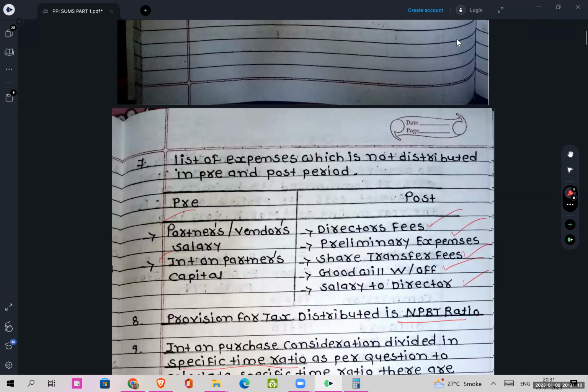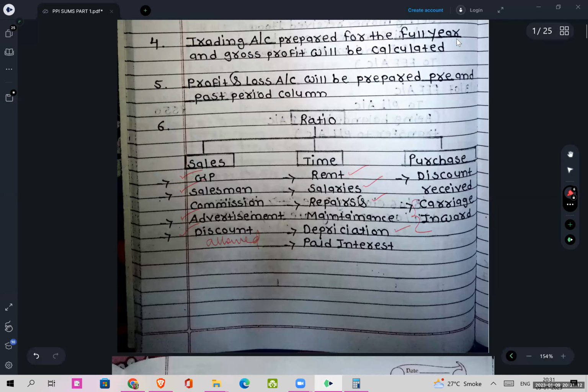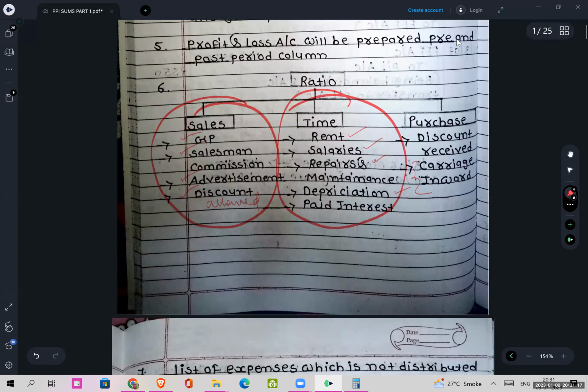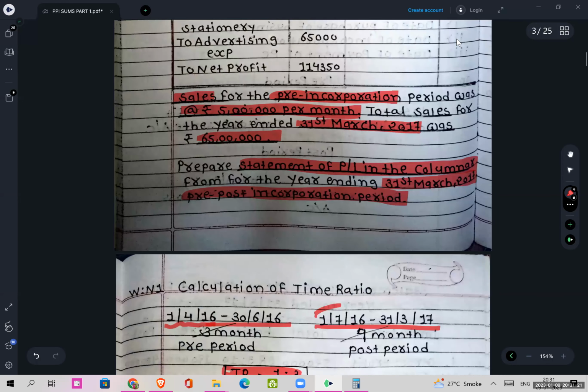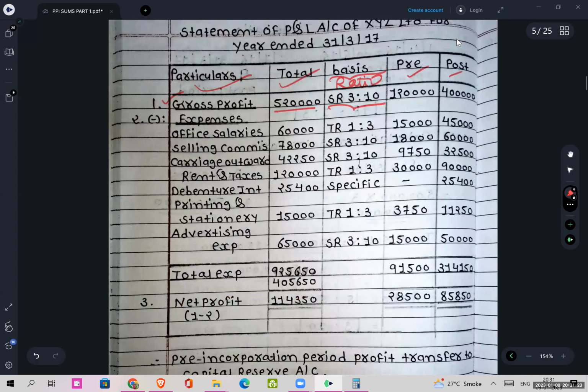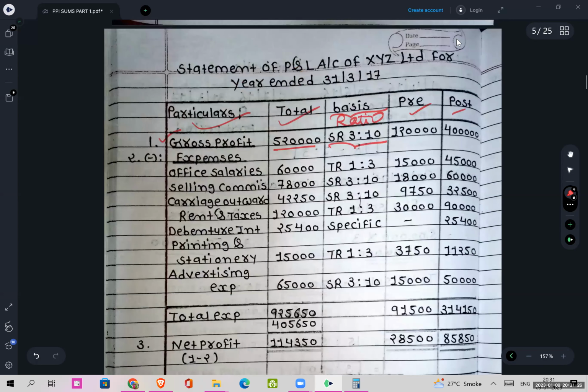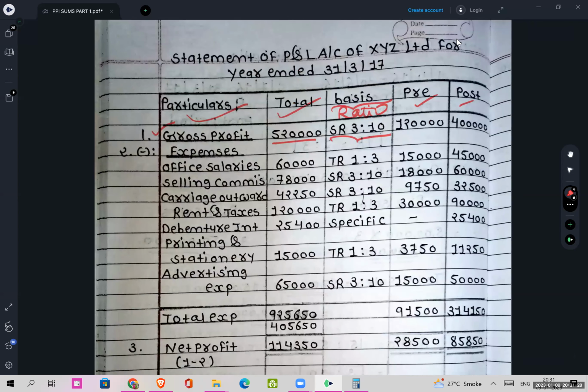और आई हैड डिस्कस्ड यस्टरडे द रेशियोज विद यू. कौन सा एक्सपेंस कौन से रेशियो में जाता है ये मैंने आपको बताया था. बस यही बेसिस आपको याद रखना है. तो आपको ग्रॉस प्रॉफिट दिया है ऑलरेडी. ग्रॉस प्रॉफिट 5,20,000 डिवाइडेड इन सेल्स रेशियो. सो दिस वुड बी योर आंसर. 1,20,000 एंड 4 lakhs. Then expenses. Expenses में these are the list of expenses that I have. So the first expense I have is office salary.